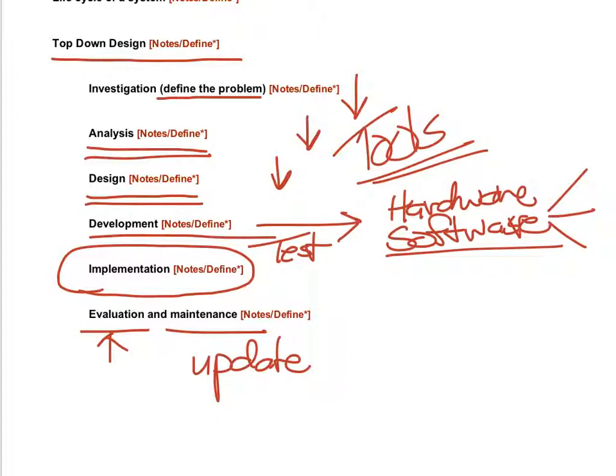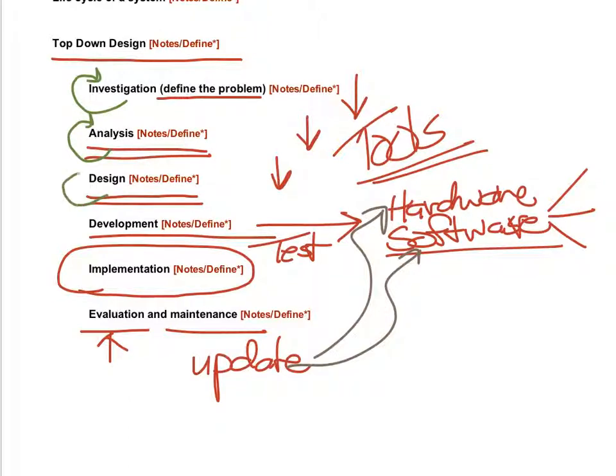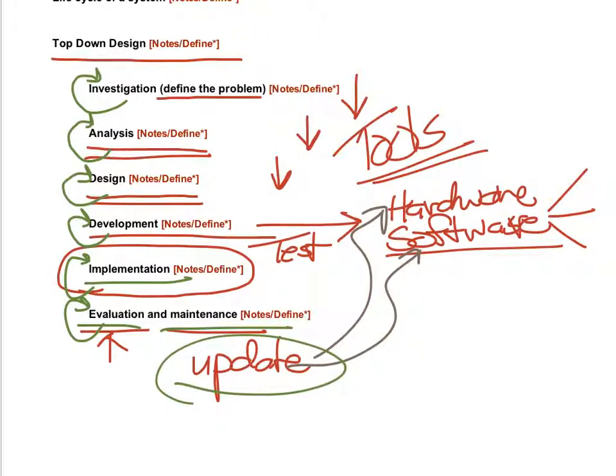Whether that could be some updates to hardware or updates to software, and we create these feedback loops. Make sure we understand the problem, make sure the analysis is correct, we keep feedback on the design to ensure that's correct. As we're developing, we get feedback, and then same thing for implementation. Make sure it's working. Okay, so update, maintenance, sometimes that'll take us all the way back up here. What is the new problem? Analyze it, design a solution, develop it, implement it, and then make sure the update is working.